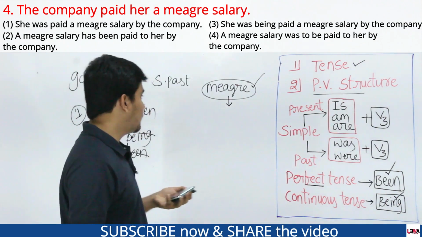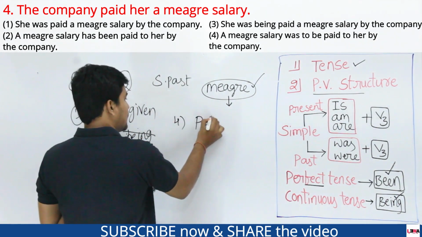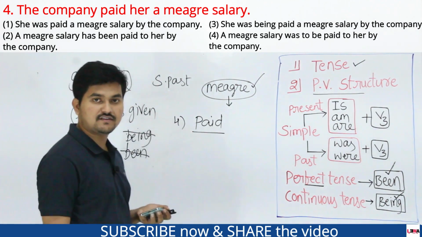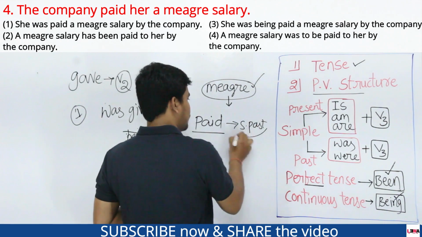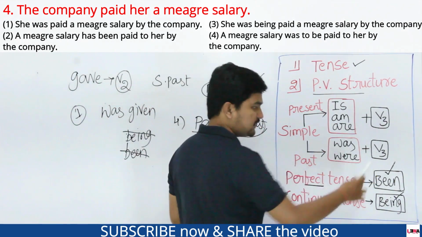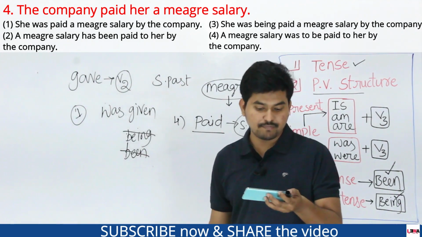Now look at the tense in question number 4: "paid". Through this word paid, you can say the sentence is directly in simple past again. So here also, since it is simple past, we have to use was or were plus V3. Yes or no? Among the options, we need was or were plus V3, and "been" is not wanted.